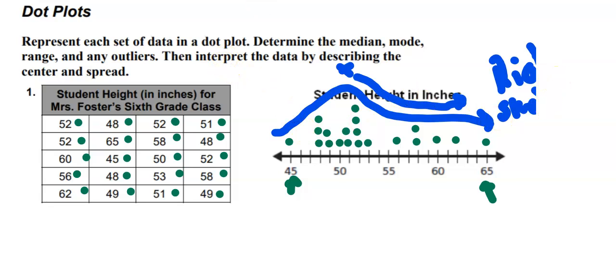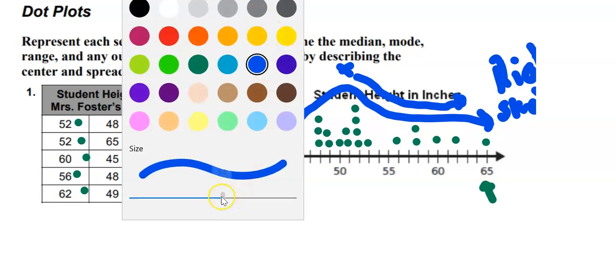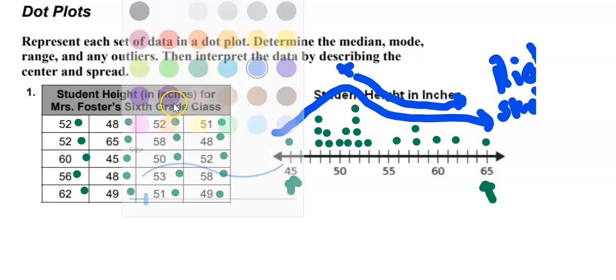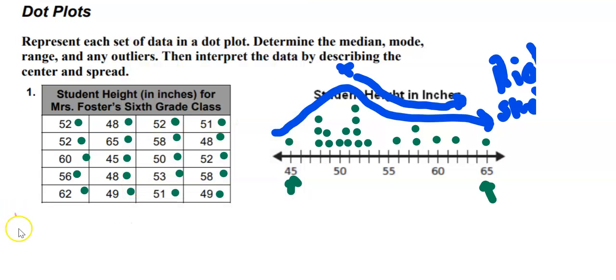Now I'm going to determine what my mean, median, mode, and range are. Okay, so the very first thing is your mean. I have no idea why it's not letting me write there, so I'm going to do it up here. We have our mean, which is our average. We have our median, which is the number in the middle. Then we have our mode, which is the number that you see the most, or the number with the most dots. And then we have our range, which is the largest number minus the smallest number.